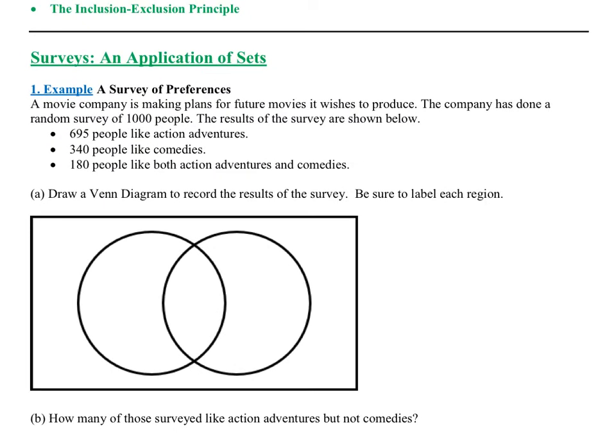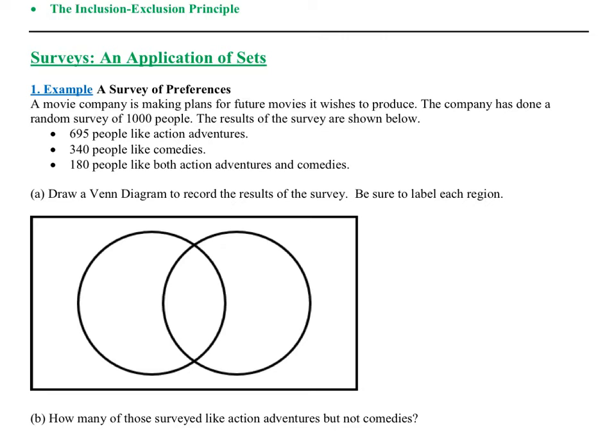A movie company is making plans for future movies and it wishes to produce. The company has done a random survey of 1,000 people. The results of the survey are shown below. 695 people like action adventures, 340 people like comedies, 180 people like both action adventures and comedies. So it says draw a Venn diagram to record the results of the survey. Be sure to label each region.